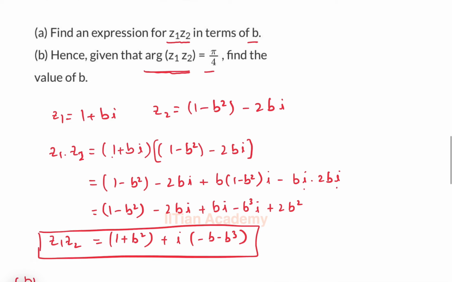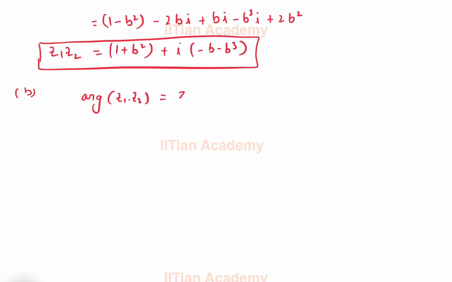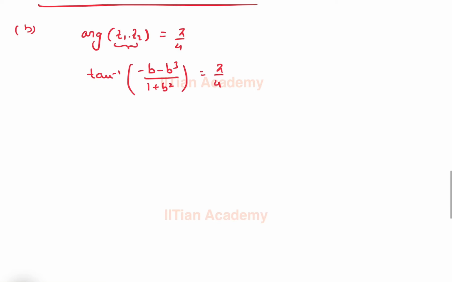In the second part, we have been given that the argument of z1 into z2 is equal to pi by 4. So the argument of z1 z2 has been given as pi by 4. So we have already identified the z1 z2 complex number. So the argument of this complex number would be tan inverse of the complex part divided by the real part, and this will be equal to pi by 4. So tan inverse of this is equal to pi by 4 means this must be equal to 1.